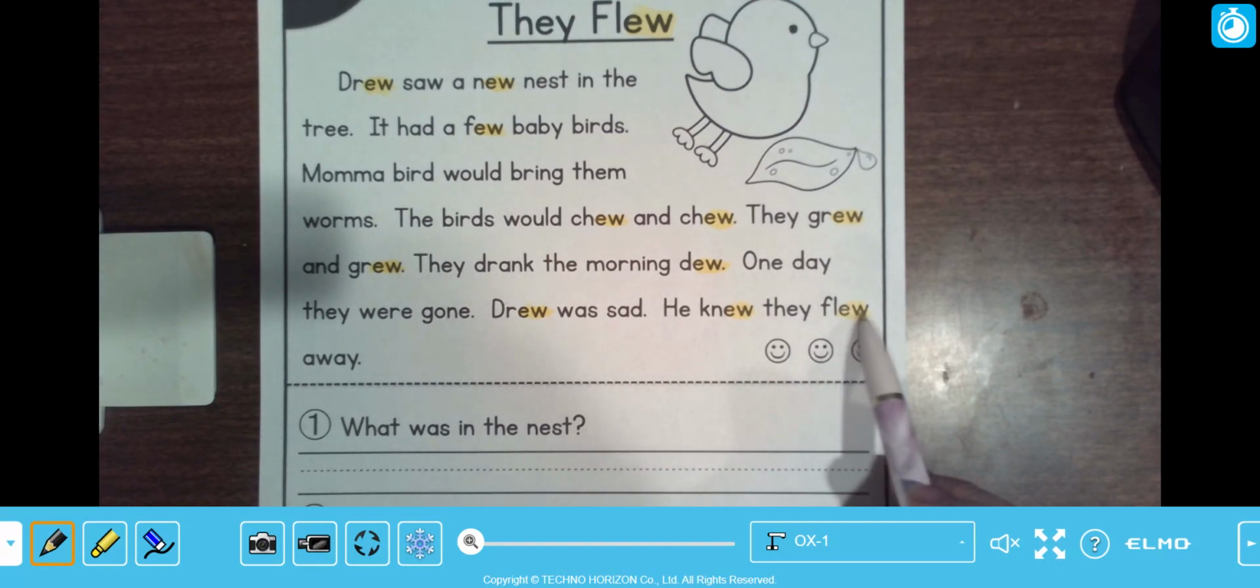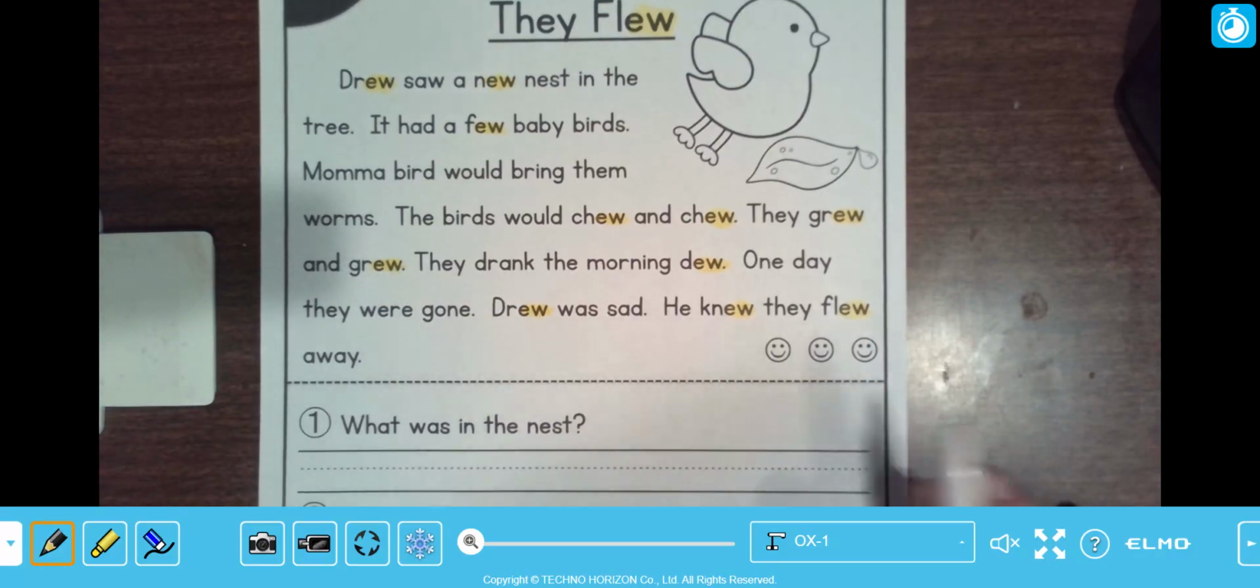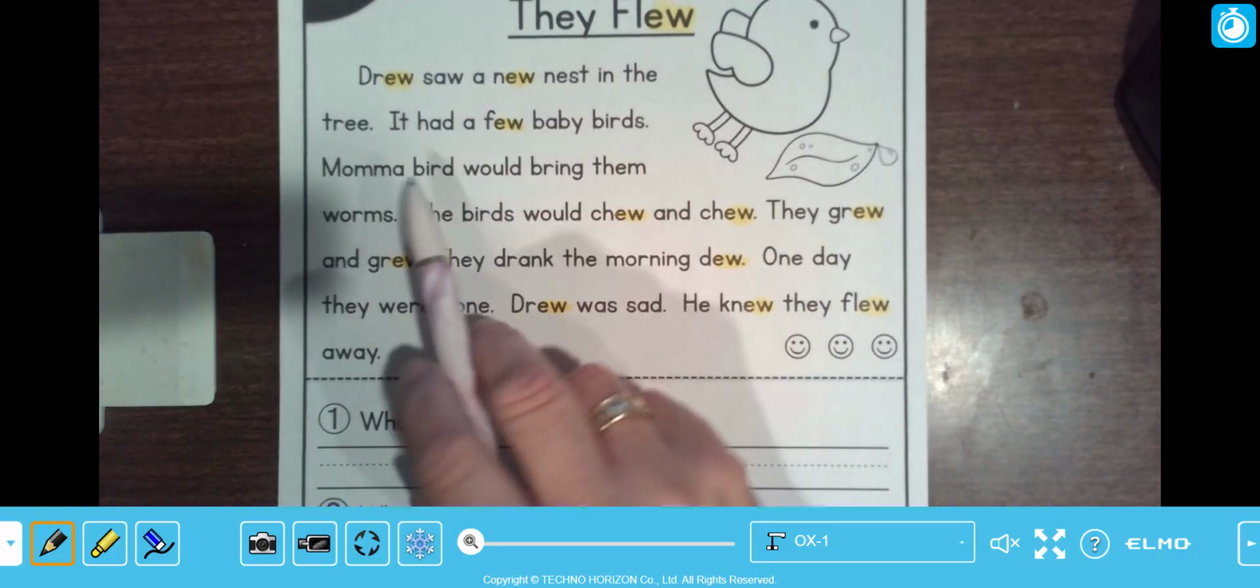Okay. Let's read this one. What sound does the EW make? Ew. Let's read the word. F, l, oo. What's the word? Flew. Okay. So let's read this paragraph.